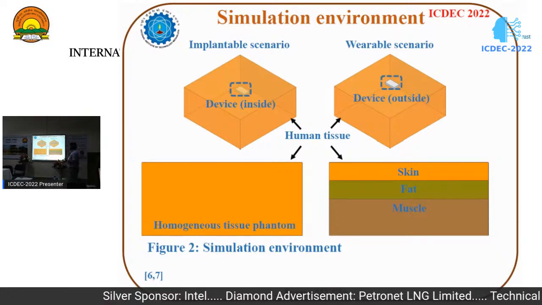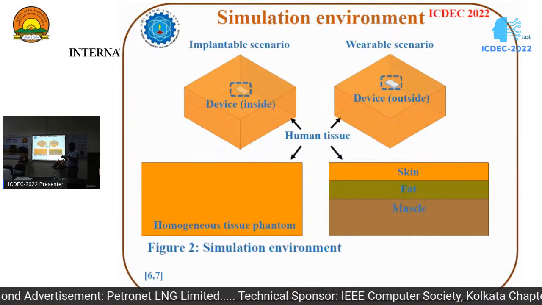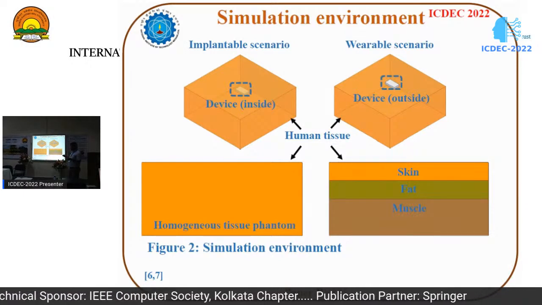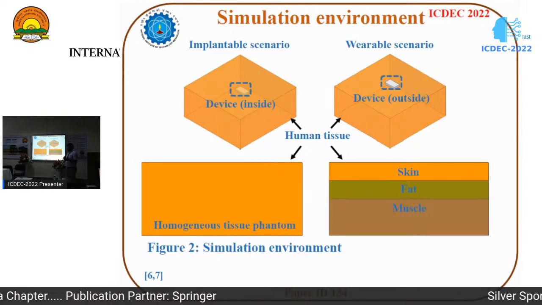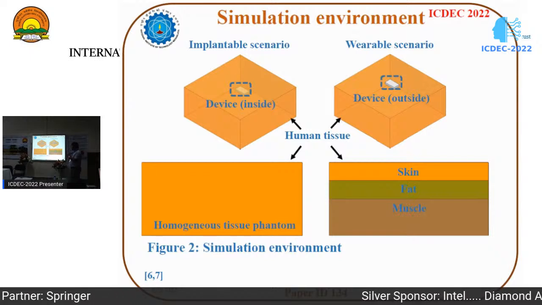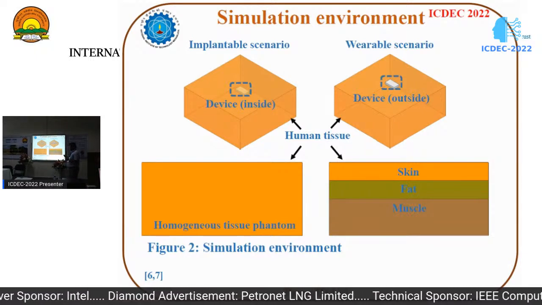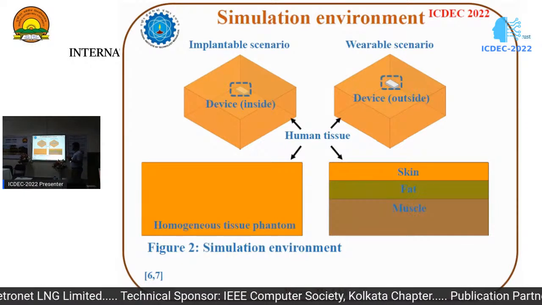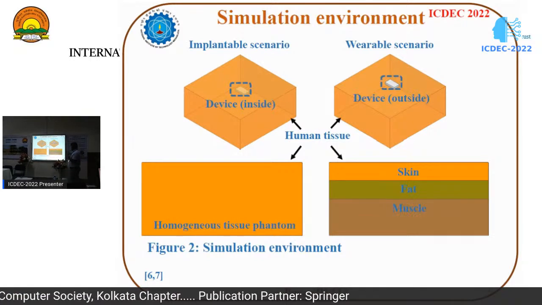Thank you, sir. So for simulation, we have to perform the simulation at different tissue levels. For acceleration of the results, we used to do it on the homogeneous phantom, which comprises maybe skin, muscle, or bone, based on the application. Another one is that our human body has different tissue levels, so we can use multi-layer as skin, fat, muscle. This is the simulation environment. This is the implantable scenario, which is put inside the tissue, and this is the wearable device scenario, which is put outside of the simulated skin.